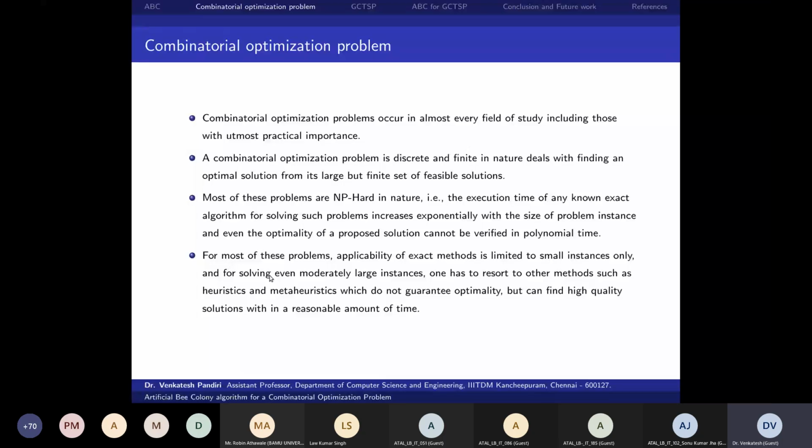For most of these problems, the traditional methods will not work, whether it is exact methods or any exhaustive search. The traditional methods will not work in solving these NP-hard problems. Then we need to come to the rescue with one of these algorithms, whether it can be artificial bee colony or one of the bio-inspired or swarm intelligence approaches, we need to approach.